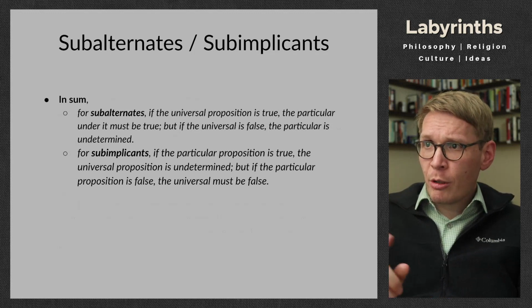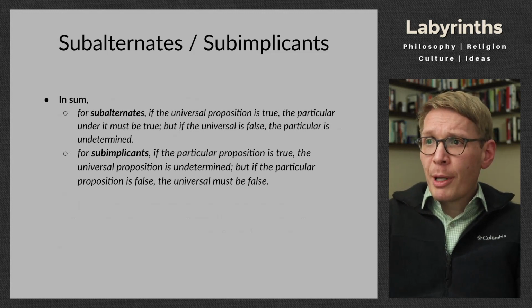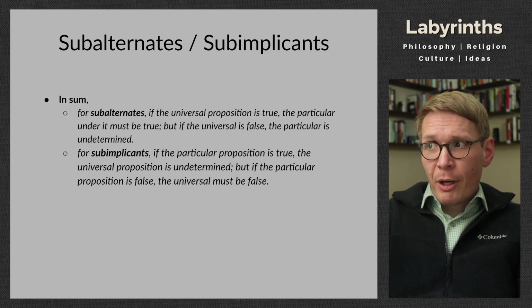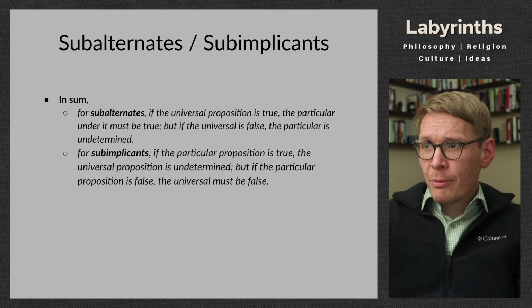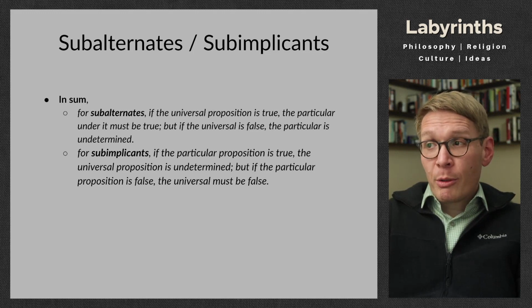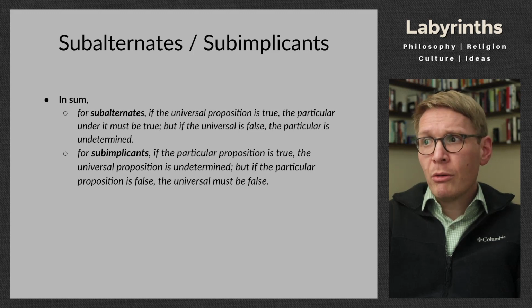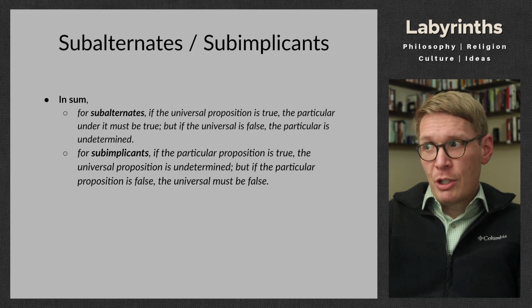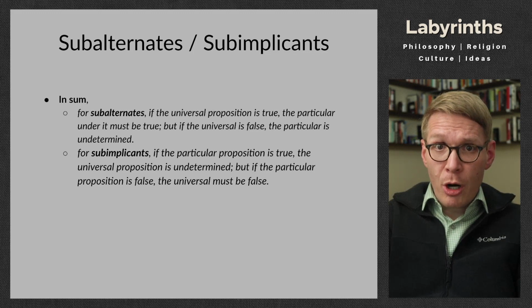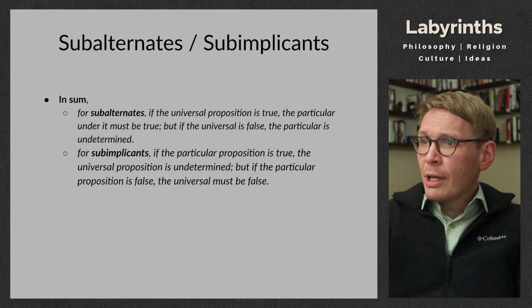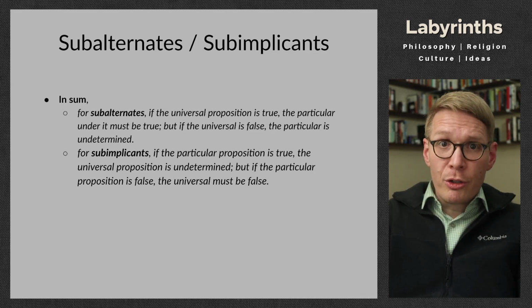So we've already talked about the first one here, and let's talk about the second one. I'll have to update these slides. For subalternates, we just talked about it, going from universal to particular. But now for subimplicates, if we're going from the particular to the universal, here's how it plays out. If the particular proposition is true, let's say some cars are red, that's true, the universal proposition is undetermined, right?